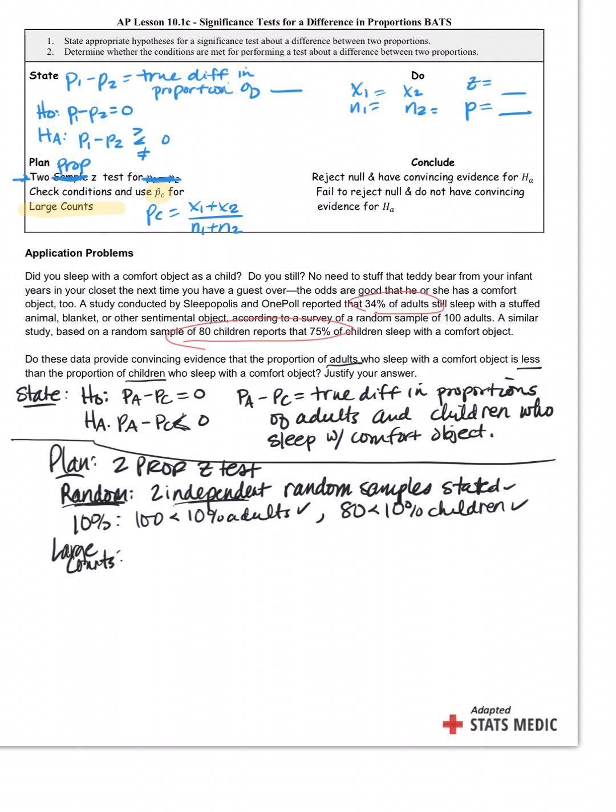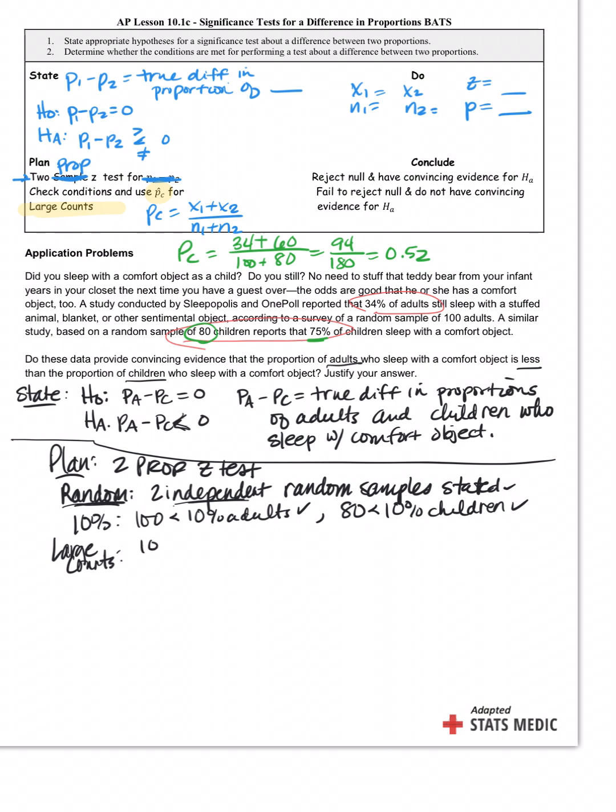This is the booger, right? Now large counts is where we have to go back and use that pooled p-value. So I'm just going to do my work up here. With the adults, there was 34 out of 100. And the kids, 75% of 80 is 60. So when I add those up, I get 94 out of 180. Put that in my calculator, it comes to 0.52. Now, this is the value I need to use in my large counts test.